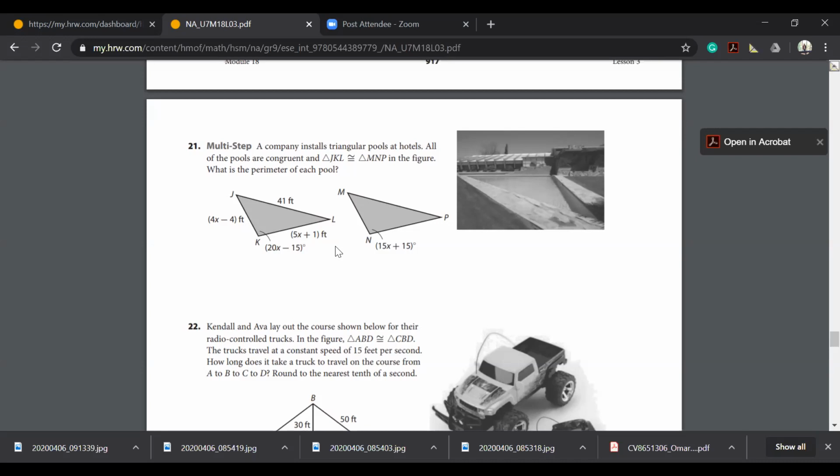So how can I solve this so that I can find the perimeter? Using congruency, can't you see that from here? Measure angle K is congruent to angle N, right? And 15x plus 15 is actually equal to 20x minus 15, right? Here I will be having an equation which I can solve, right?